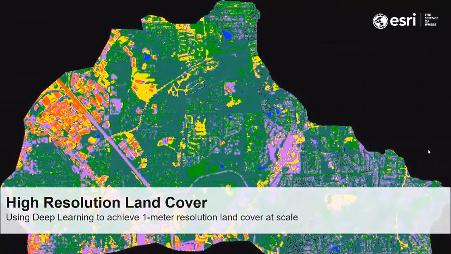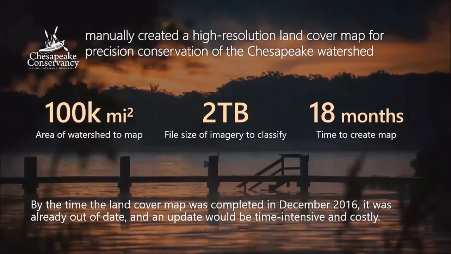With pixel classification, an interesting project is land cover classification. The Chesapeake Bay is the largest estuary in the United States, with about 18 million people living in this watershed. The Chesapeake Conservancy is a nonprofit dedicated to conserving landscapes and rivers and restoring the region's natural resources. To do so effectively, it manually created a land cover map that classified land use type from aerial imagery from the National Agriculture Imagery Program, also known as NAIP. The result is a 1 meter by 1 meter resolution land cover data for 100,000 square miles of land, and this allows for precision conservation. However, it took them 18 months to process, which meant that by the time this map was completed in December 2016, it was already out of date.